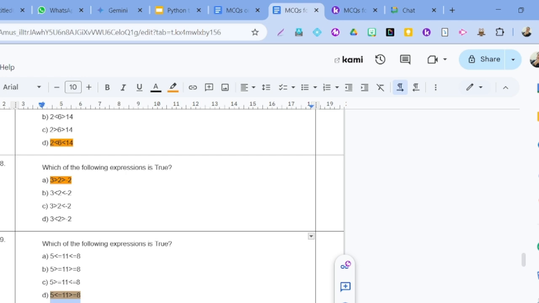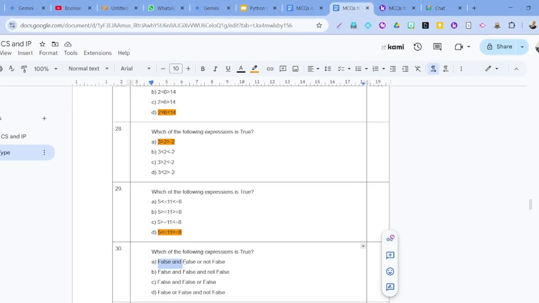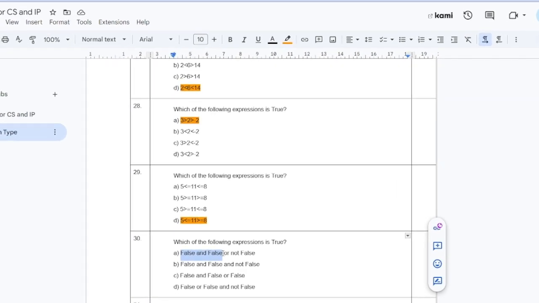Now the next one. So if you look at the question, false and false or not false. So as per the hierarchy, if you apply Boolean operator and, Boolean operator not, and Boolean operator or, as far as the priority, the precedence is concerned, not is given the priority.